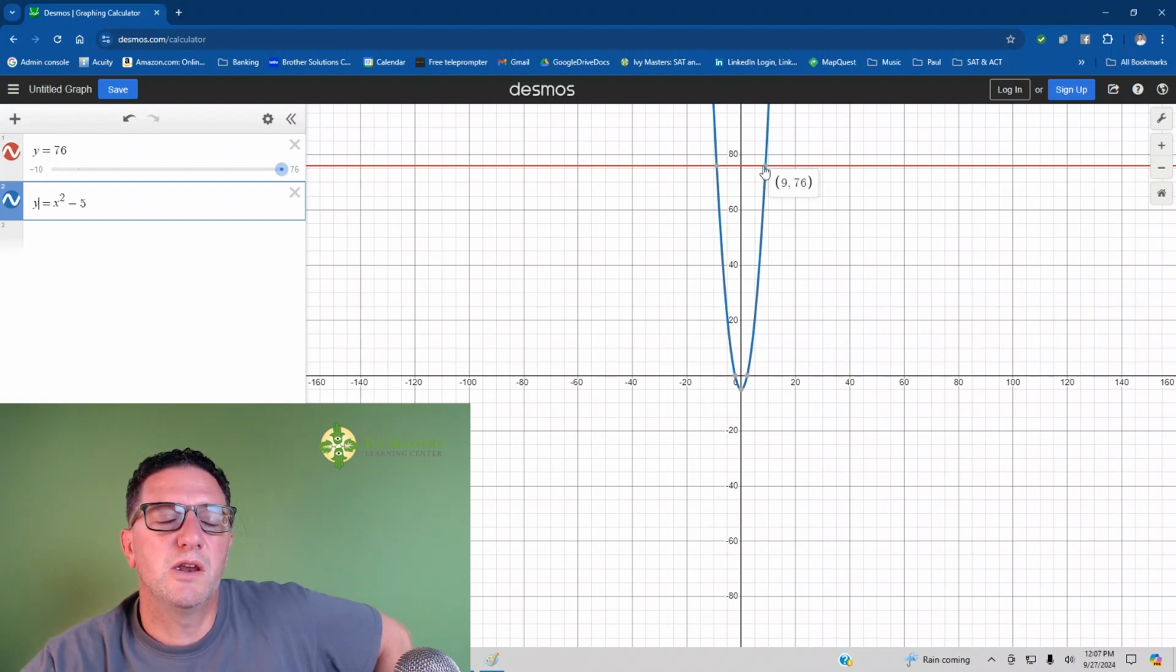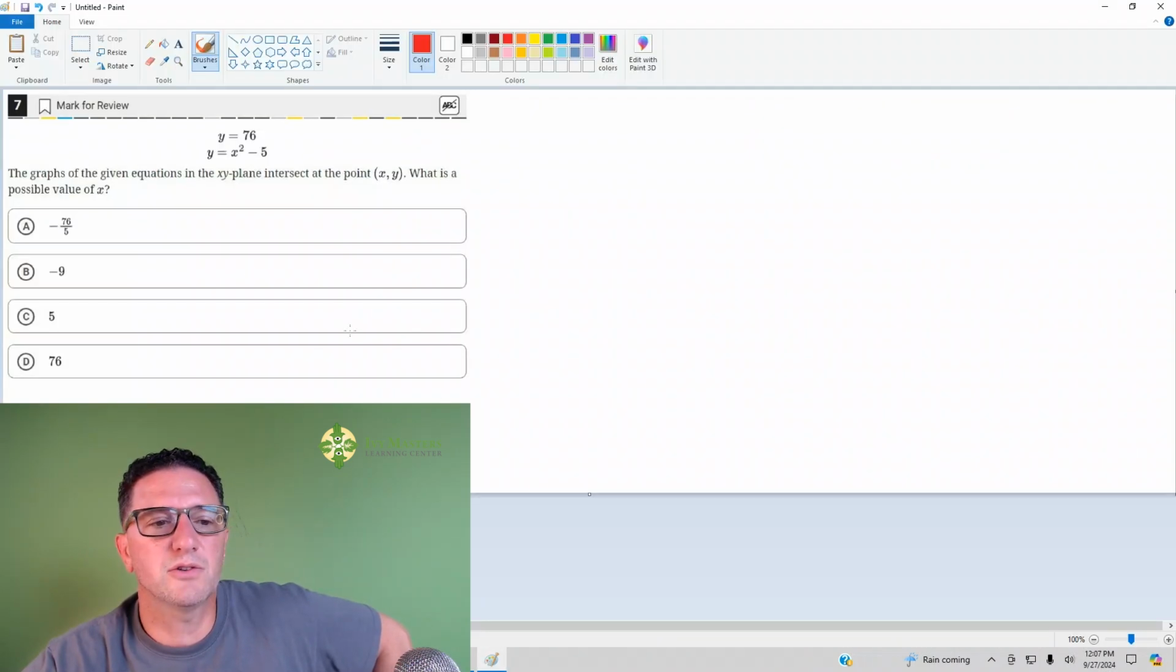And we know that y is 76. The question's asking for x. So your x here is 9 and your x here is negative 9. So when we go to the answer choices, boom, negative 9 is your answer and you're done.